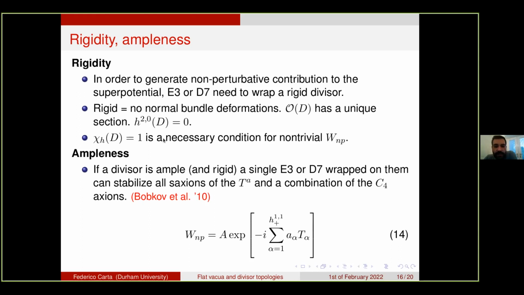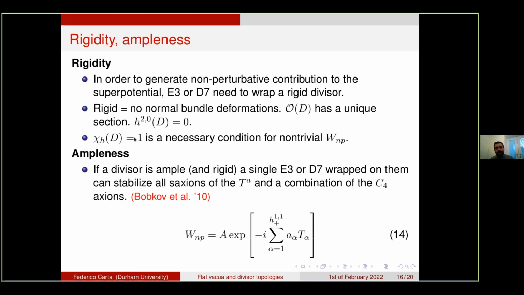A necessary condition for having a non-trivial superpotential is that the arithmetic genus of the divisor is equal to 1. So we are interested in looking for rigid divisors in the set of CCs, because say, for example, it were possible to prove that there are no rigid divisors at all in this set of manifolds, then it would be a bit harder, not impossible, but still a bit harder to do Kähler moduli stabilization.